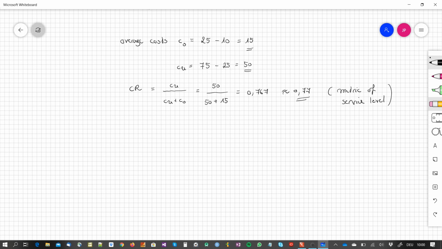Or the probability to satisfy demand. So he should buy enough copies to satisfy the weekly demand with a probability of 77%. So the optimal Q, or order quantity, is the 77th percentile of the demand distribution.